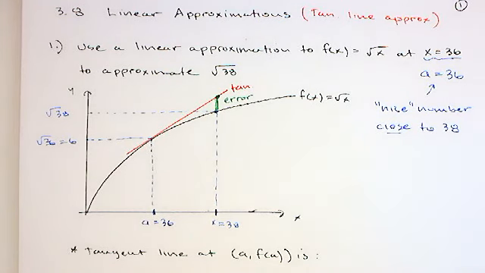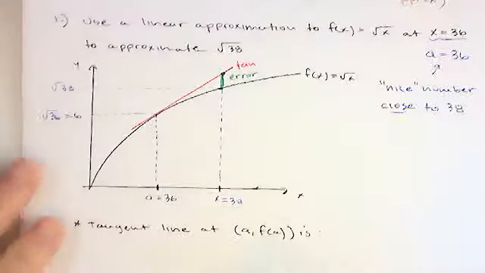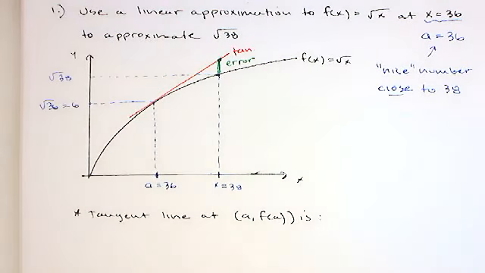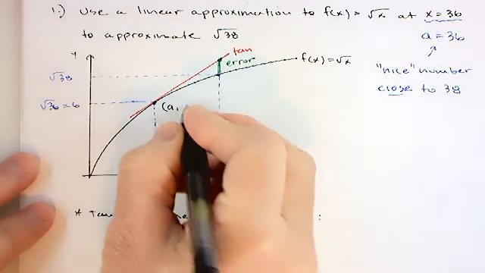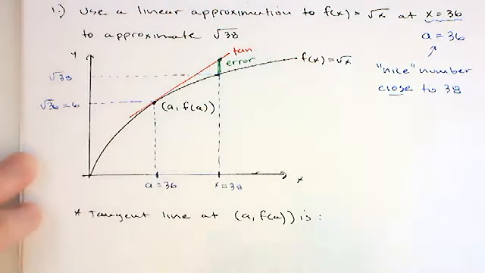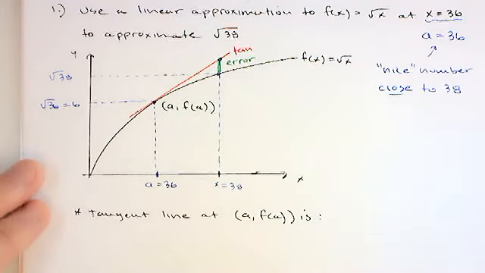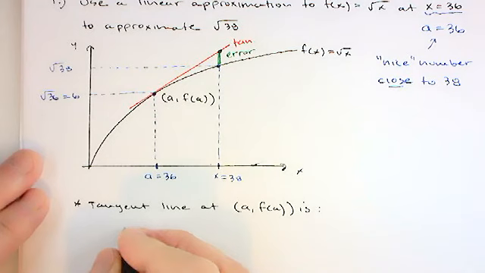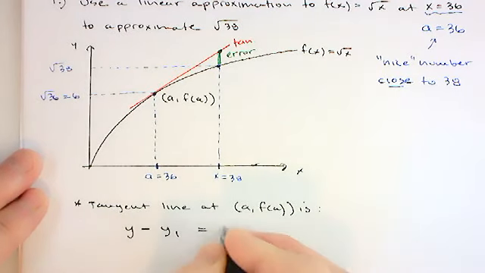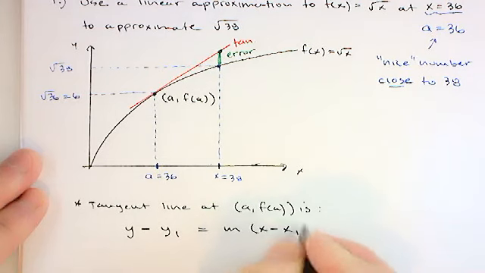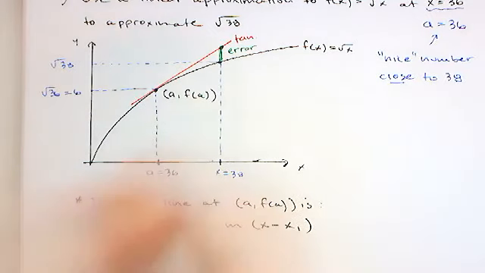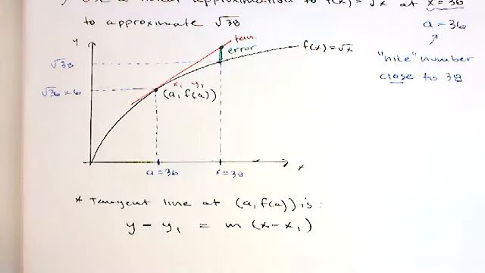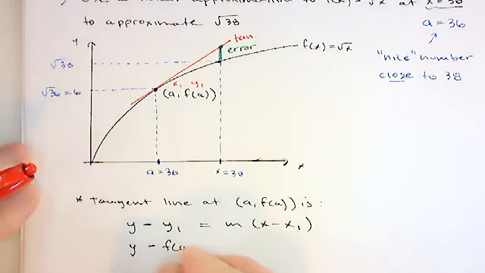Okay, so let's get to the formula here. I'm going to give you the general formula first. If we label this point, I know I have 36, but in general, we can call this a, and the value of the function is f of a. Just using your regular equation of a line, y minus y1 equals m times x minus x1, my (a, f of a) would be my (x1, y1). So I would have y minus f of a.